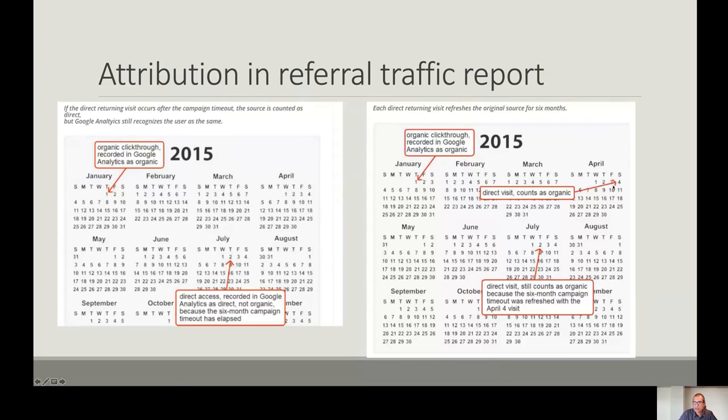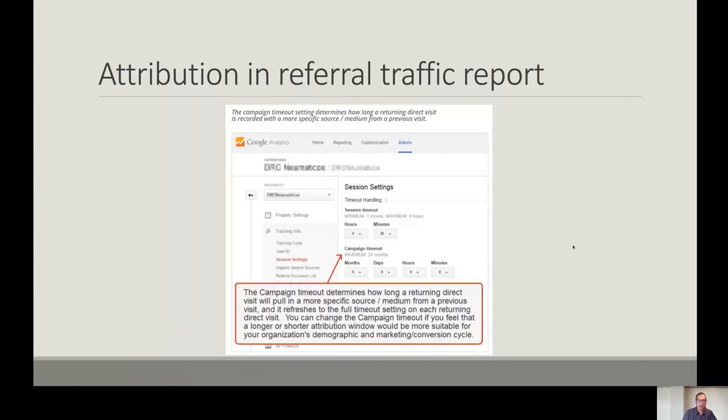And if this visit was to be counted as an organic visit, it's still less than 6 months from April 4th, right? So that's why we are counting this as an organic visit. So if more than 6 months elapse after April 4th, then the subsequent visit would be counted as a direct visit. So this is how attribution is done in the referral traffic report.